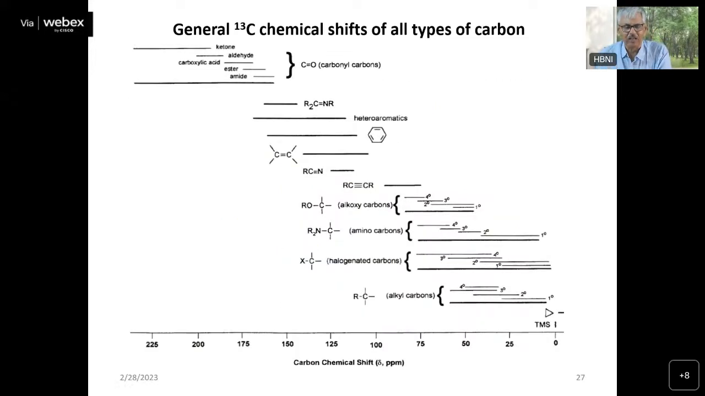So this is the general 13C chemical shift of all types of carbons which I have discussed, actually summarized in this chart. It is self-explanatory. You can see it. If you have doubts, you can ask me later in the later class.